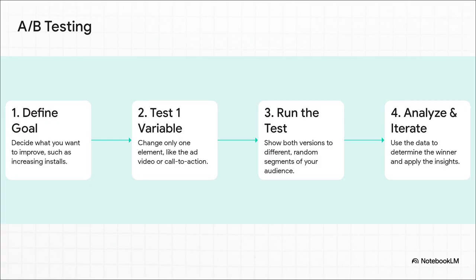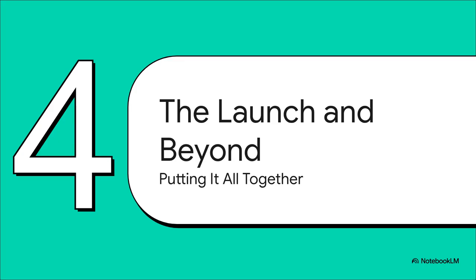So how do you make your numbers better? You use the ultimate marketing cheat code, A/B testing. Instead of guessing what works, you test it. Run 2 versions of an ad with just one tiny difference, like a different video, and let the data tell you which one is the winner. No more guesswork.